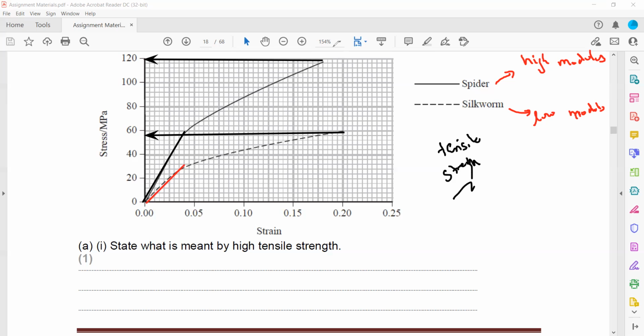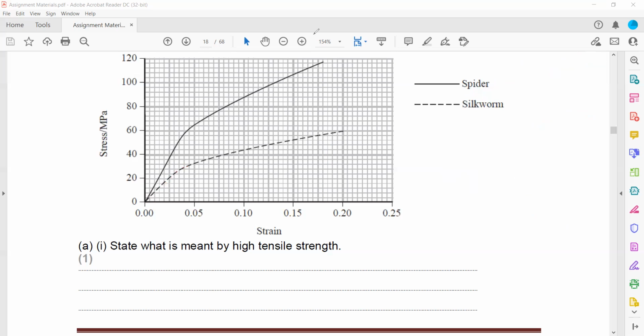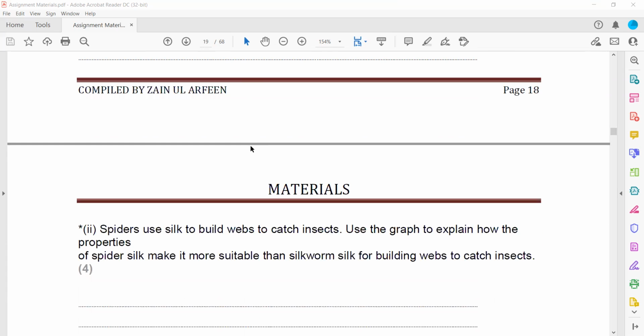Then you can also compare the area under the graph. Area under the graph shows how much energy it can store before it breaks. It refers to toughness. You can see the spider web has a greater area under the graph, so it is also tougher. It means it can absorb a greater amount of energy before it tears or breaks. Is it clear? The comparison between the web of spider and the silkworm. So these are the parameters which you will always compare.